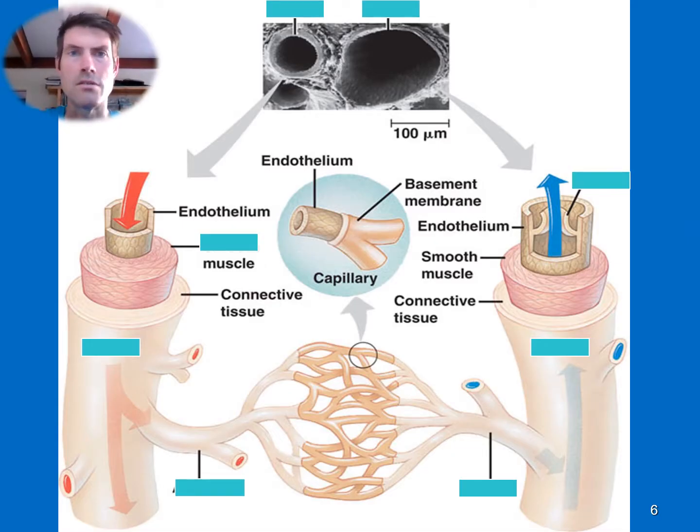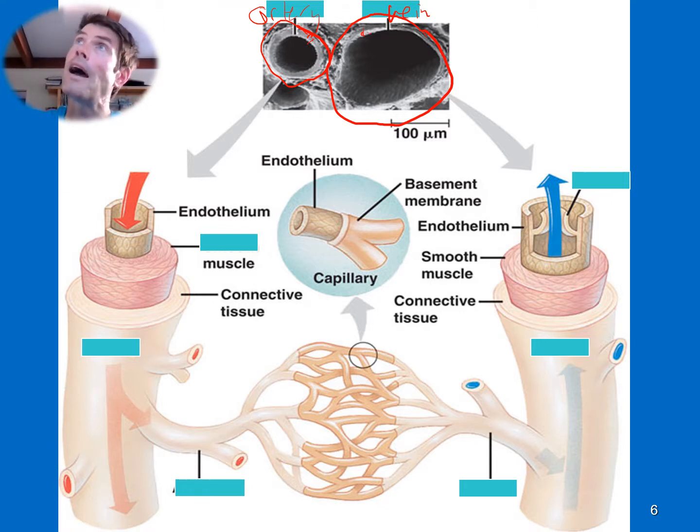So we got a nice little diagram going here. This is a nice electron microscopic image. Scanning, I believe. And see this thick wall? It's a little bit narrower inside. That's an artery. And here's a bigger inside, with a real thin layer of tissue around it. That's a vein.